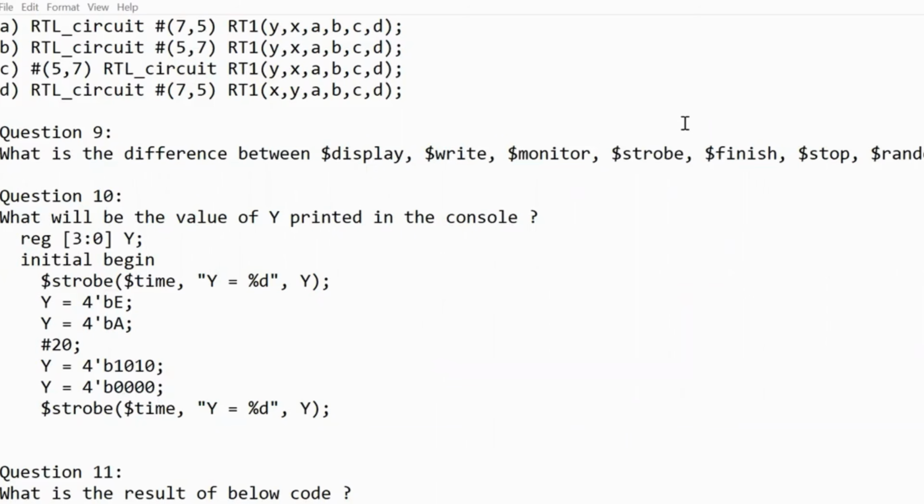In the monitor statement, for all the mentioned variables in the monitor, if any value changes, it will display. Any other answers? Whereas in the display, whenever that statement occurs, it will display, only once. Any other answers?